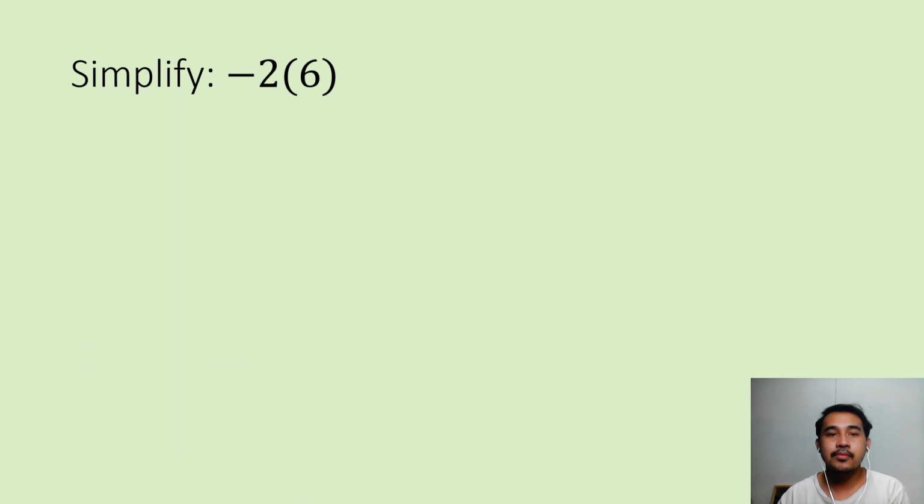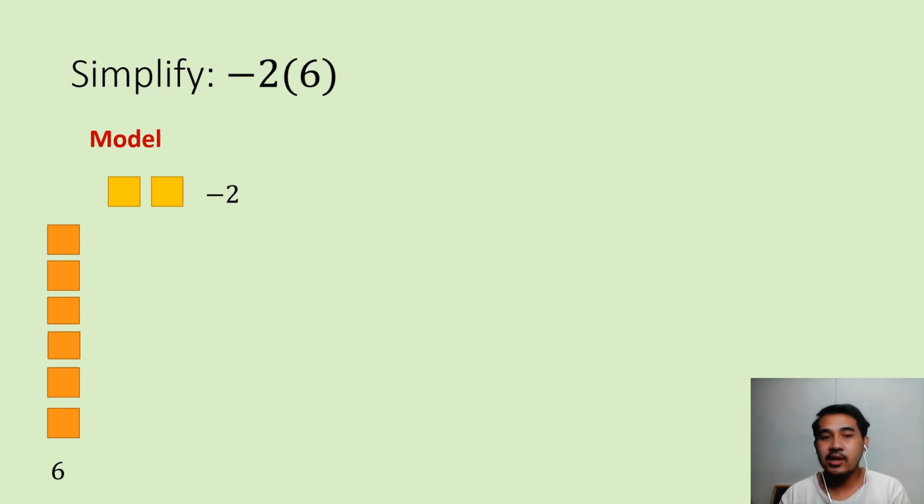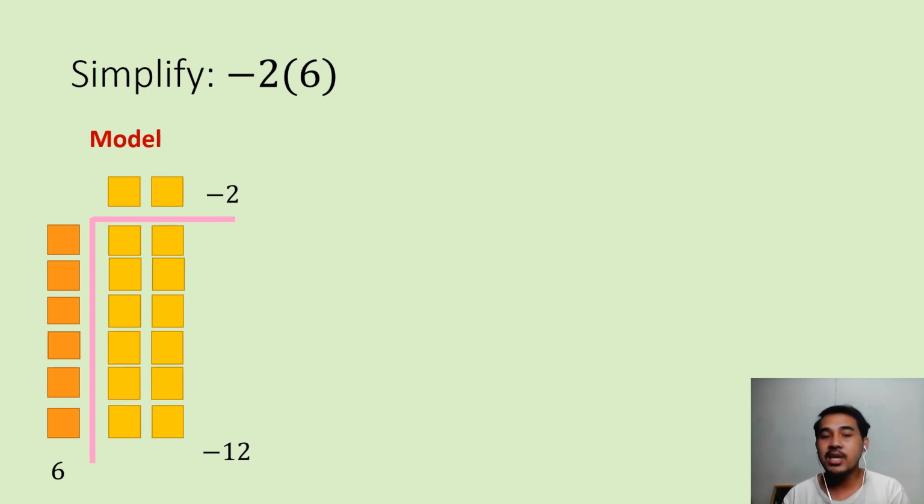Another example is negative 2 times 6. Let's have the model. The horizontal is negative 2, then the vertical is 6. So let's have another dimension. Multiplying one at a time, negative 1 times 1 is negative 1. Negative 1 times 1 is negative 1. Expediting the process, the answer would be negative 12. In the abstract or solution, we have negative 2 times 6. The answer is negative 12.